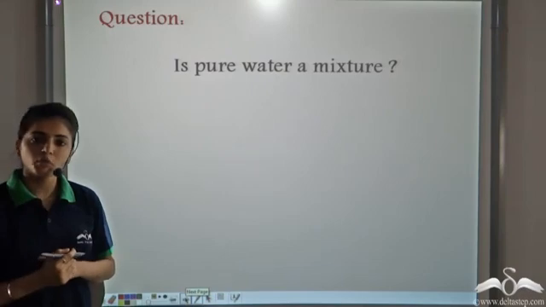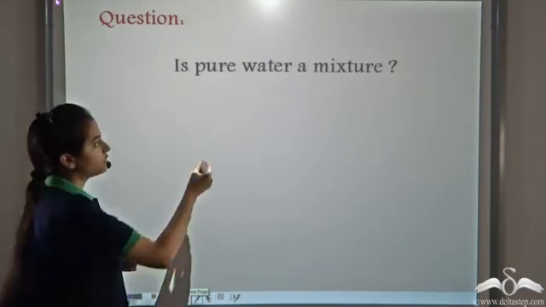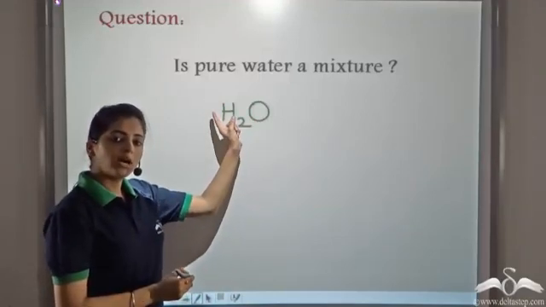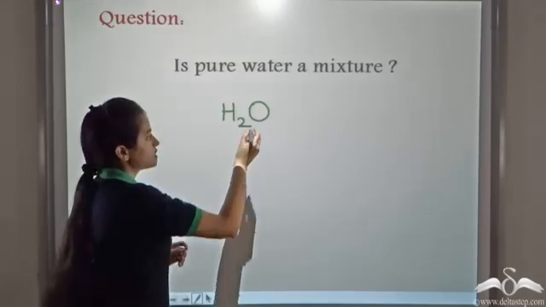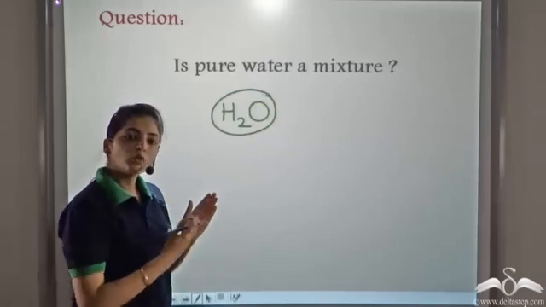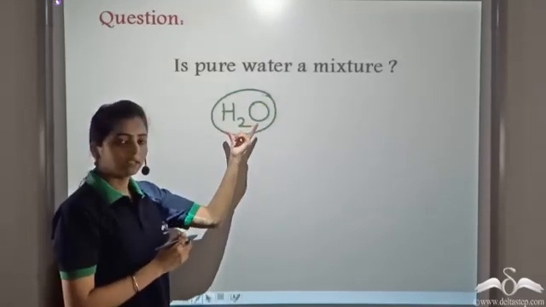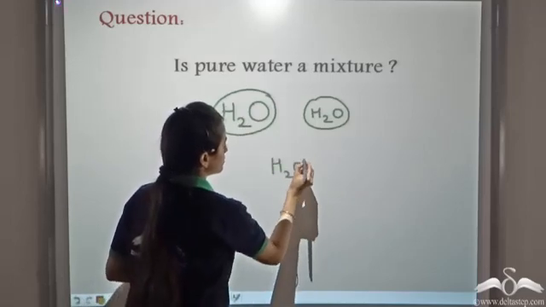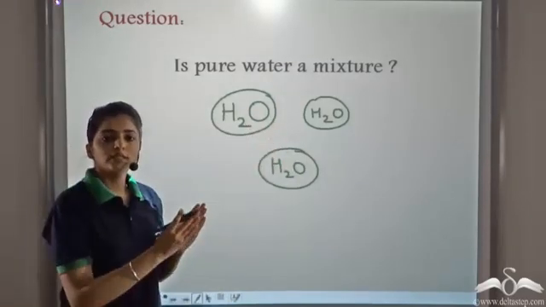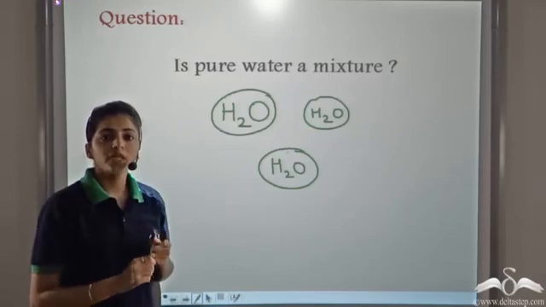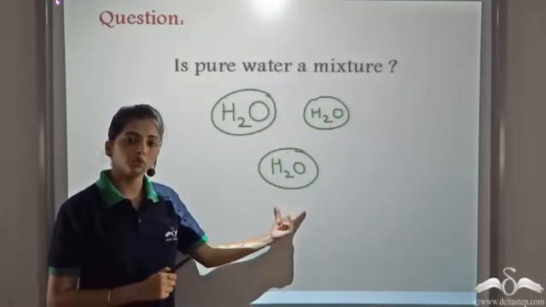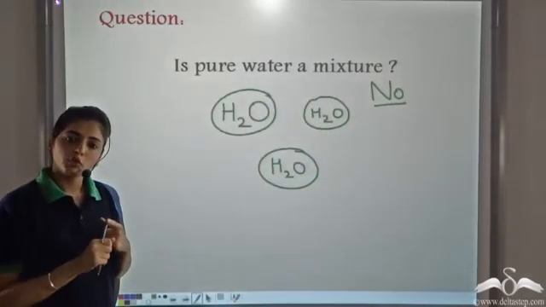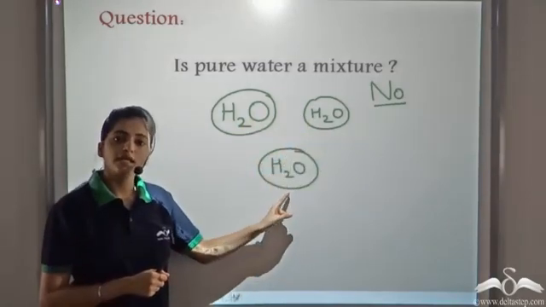What do you think is pure water? Is pure water a mixture? Well, we know that pure water is made up of water molecules, which is H2O. Now in this case, hydrogen and oxygen are chemically combined. So this is one water molecule, and water is made up of water molecules. When similar water molecules come together, they form pure water. So in this case, we have only one kind of particles, which is the H2O molecule. So pure water is not a mixture. Pure water is a pure substance as it contains only one kind of particles and hence it is a compound.